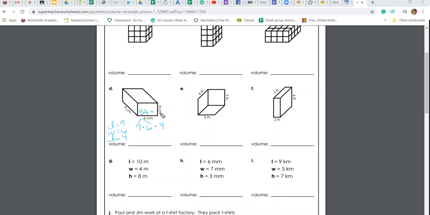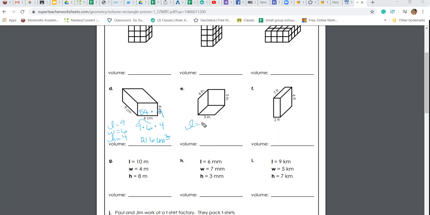So this one is 54. And then if I multiply that by 4, I come up with 216 centimeters cubed. Oh, cubed. I forgot to do that up here. Should have been doing that too. Forgive me.